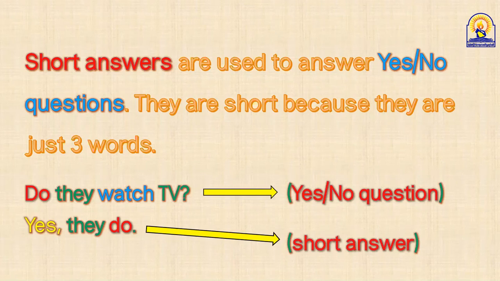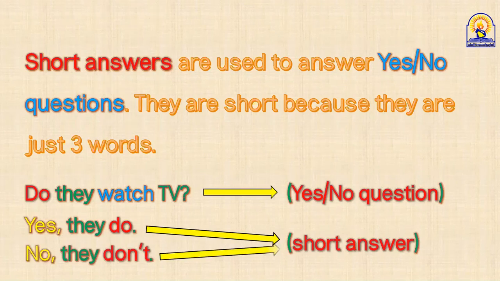What about no? No, they don't. Why is it not yes, they watch, as Al-Ghamdi said? And why is it not no, they didn't, as Al-Ghamdi said? Why do and don't, not watch and they didn't? Why? Focus and pay attention to the next slide.